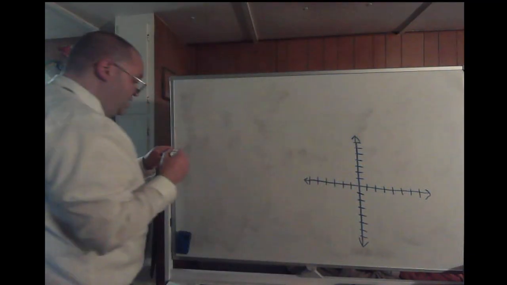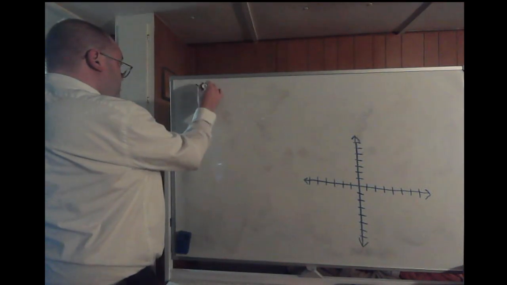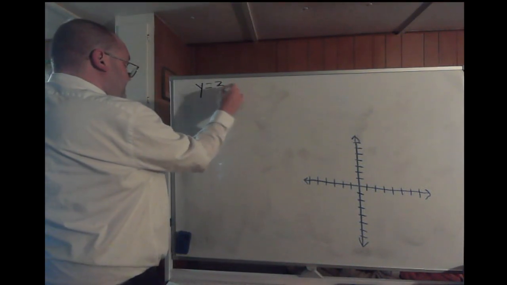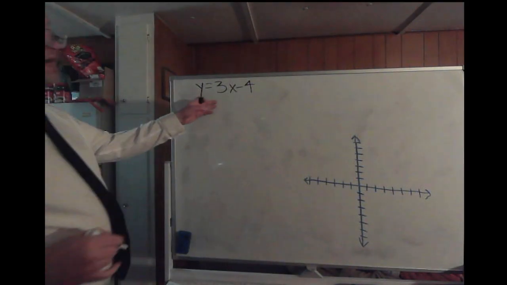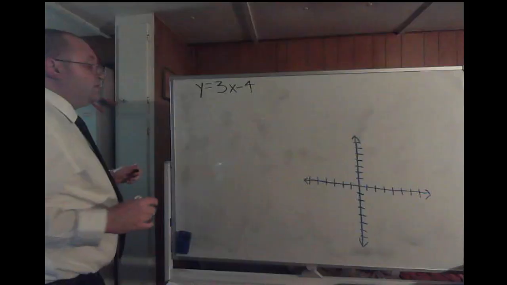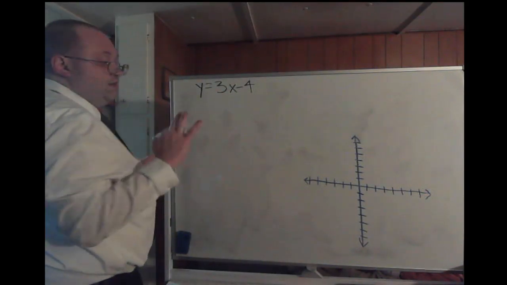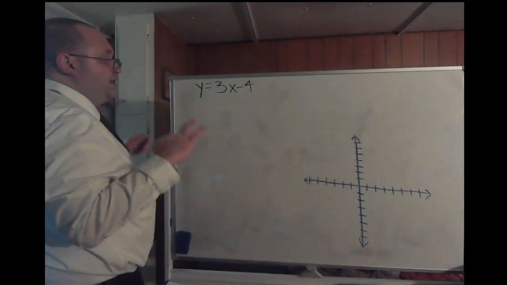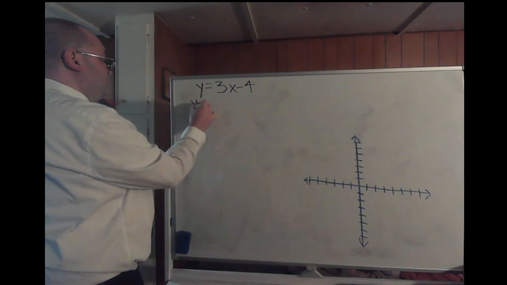Alright. There's the coordinate plane for this problem. Alright, so we got y equals 3x minus 4. So we're going to graph y equals 3x minus 4. Again, pick any value for the variable x. I'm going to start with 0 again. I like to start with 0.